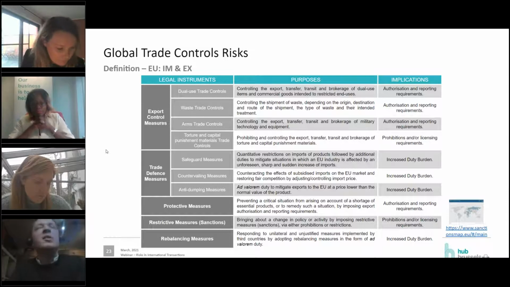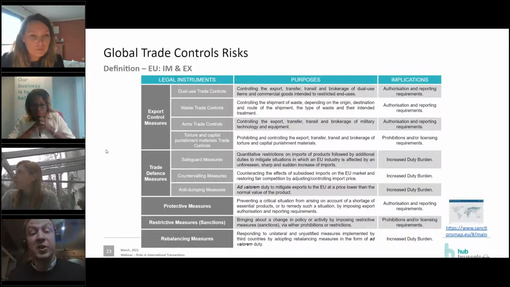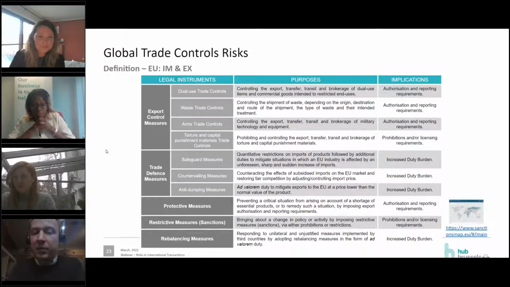Just an example: let's imagine you export lubricants for the automotive industry. Your client is located in Russia, and your client is active in the military sector. Then your product, which is by nature not a dual-use item, will in that case require an export authorization to leave the EU customs territory. This was just an example. Indeed, there are three other different cases where commercial products could be considered as dual-use items.